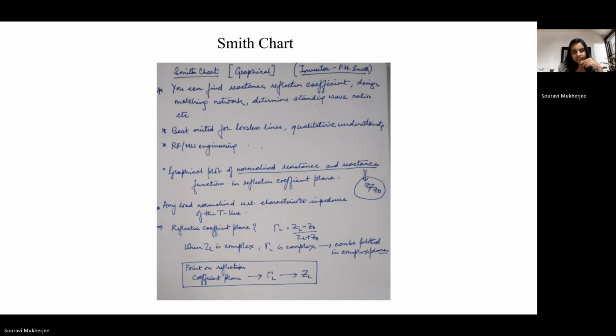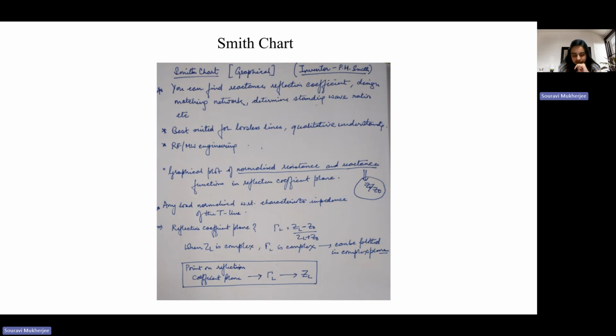So the Smith chart is basically a graphical plot of normalized resistance and reactance in the reflection coefficient plane. What does this mean? First, when we say normalized reactance or resistance, with respect to what are we normalizing? We are normalizing with respect to the characteristic impedance of our transmission line.